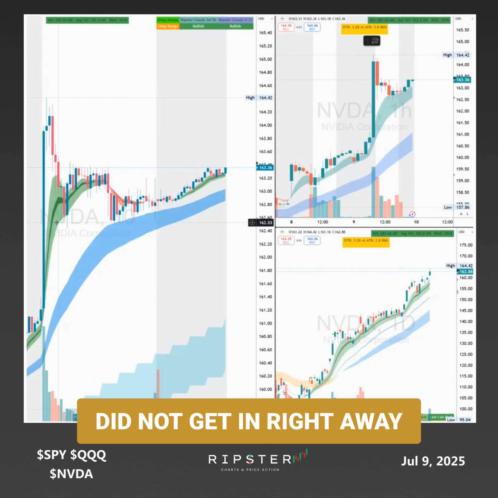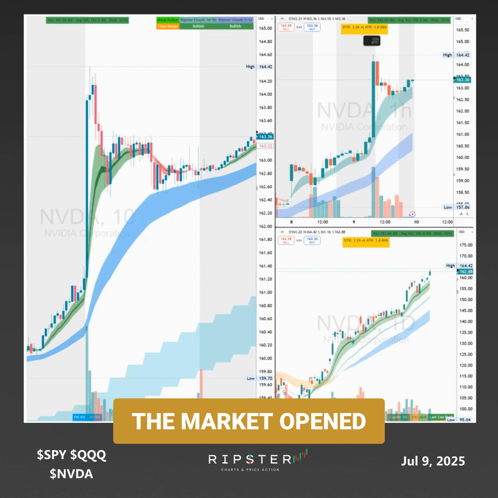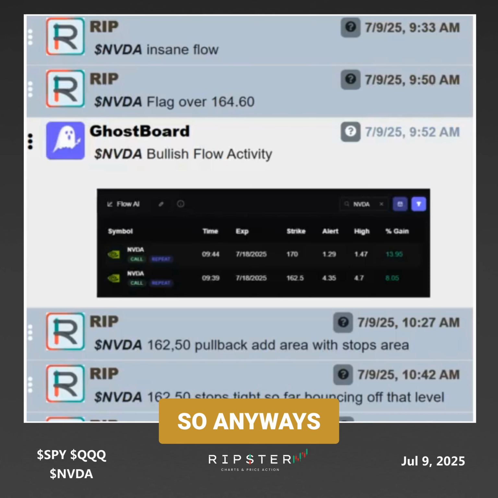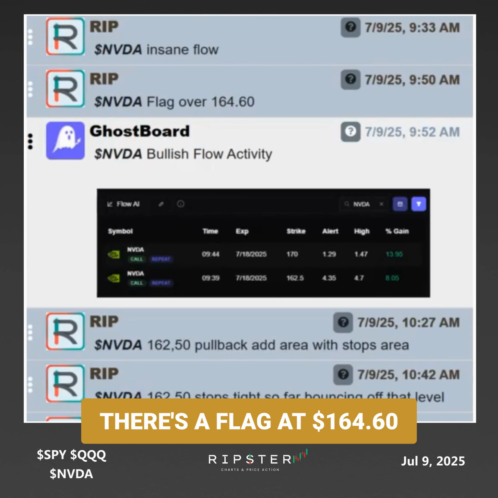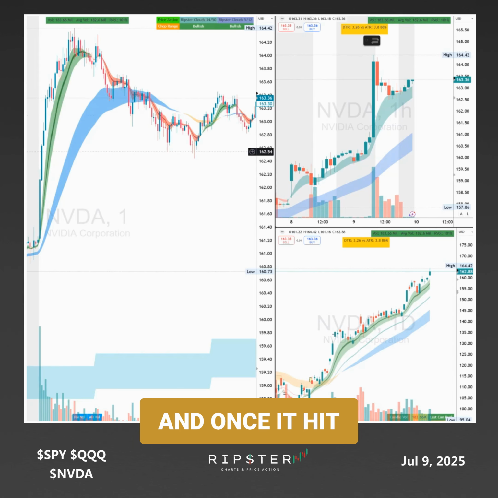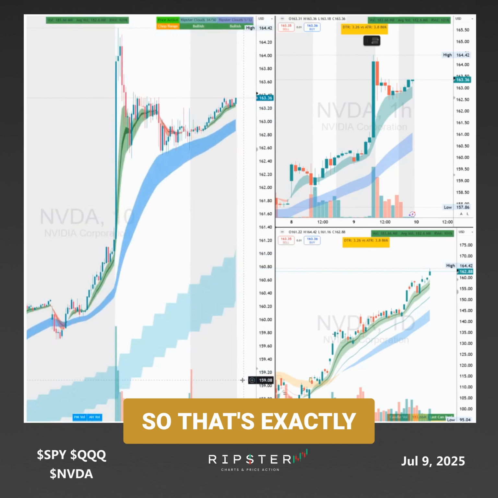I personally did not get in right away, but a lot of the traders in the community did, and I guided them through it. As soon as the market opened, right out of the gate, it was a long. All-time high breakout. Once it breaks 161, you can always do a starter. I told the traders there's an insane amount of flow. There's a flag at 164.60, but I also told the traders that it's going to hit a 4 trillion market cap, and once it hits the 4 trillion market cap, that might be a big level to cross. So that's exactly what happened.